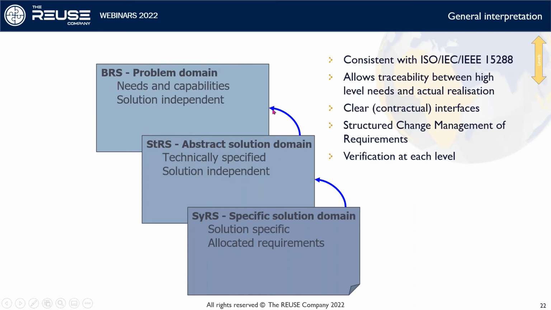And they are leveled in a way that the lower level requirements should satisfy higher level requirements. This allows for traceability. This allows for a clear interface, which may or may not be contractual if you have external parties involved, but even so, you may have interfaces between internal parts of your own organization. This helps us structure change management of requirements and to make sure that verification takes place on each level.